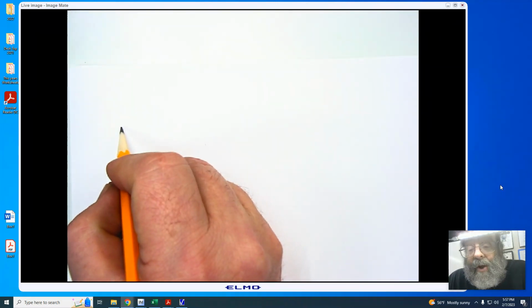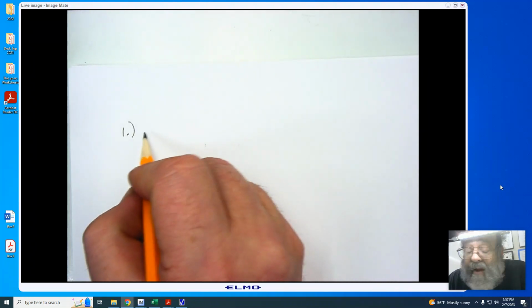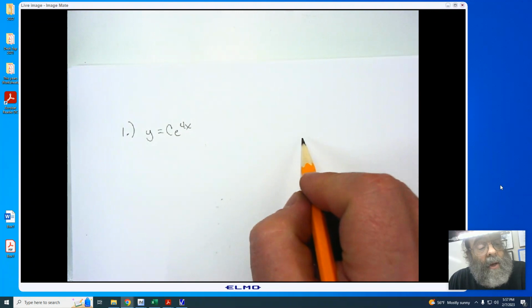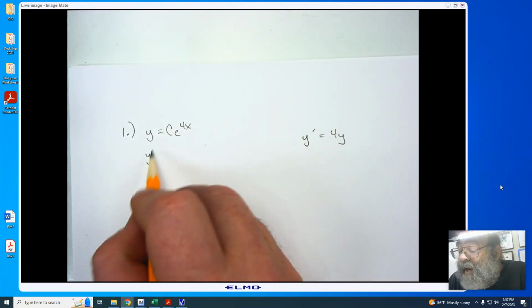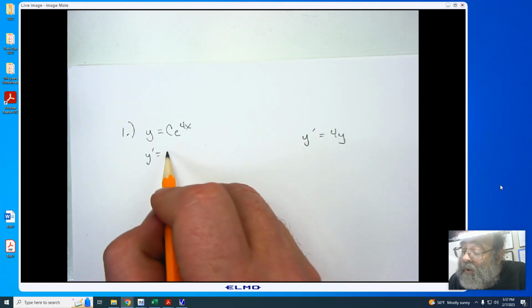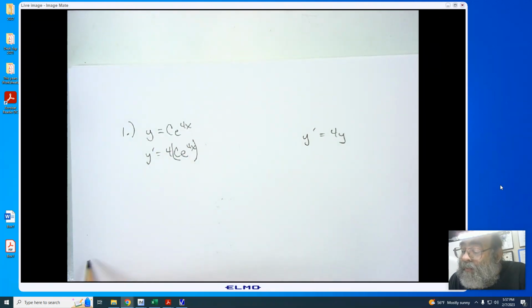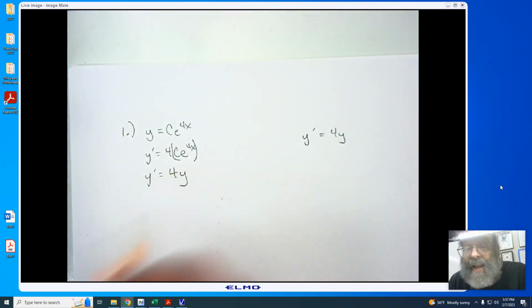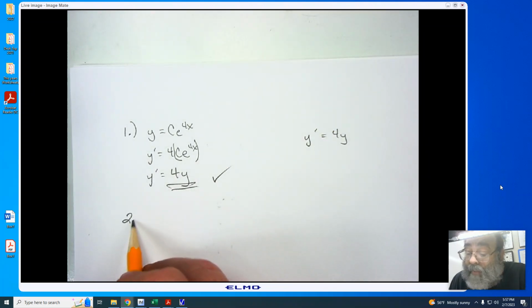So we're on page 385. I'm doing number 1 again. I am given y equals ce to the 4x. I am trying to show that y prime is indeed 4y, so I'm taking the derivative y prime, which is 4c e to the 4x, and I am replacing ce to the 4x with the given y. Notice I get 4y. That's what we're looking for, and we move to number 2.